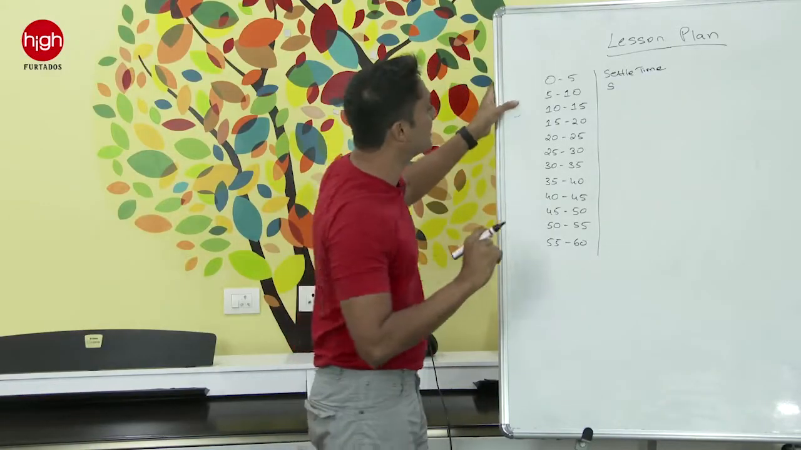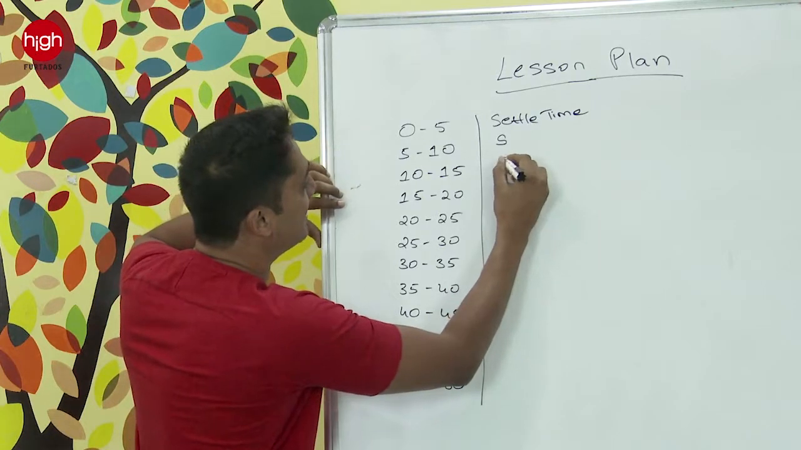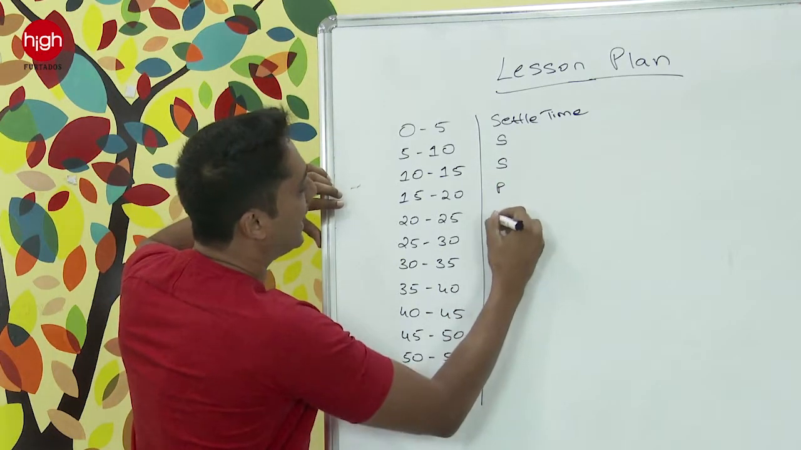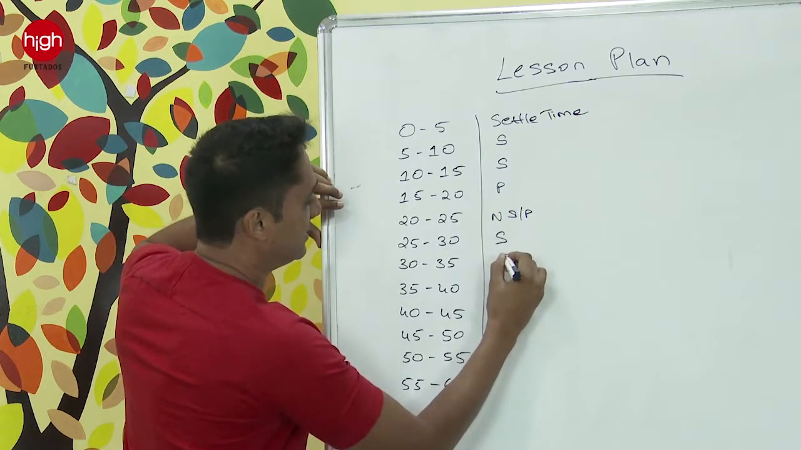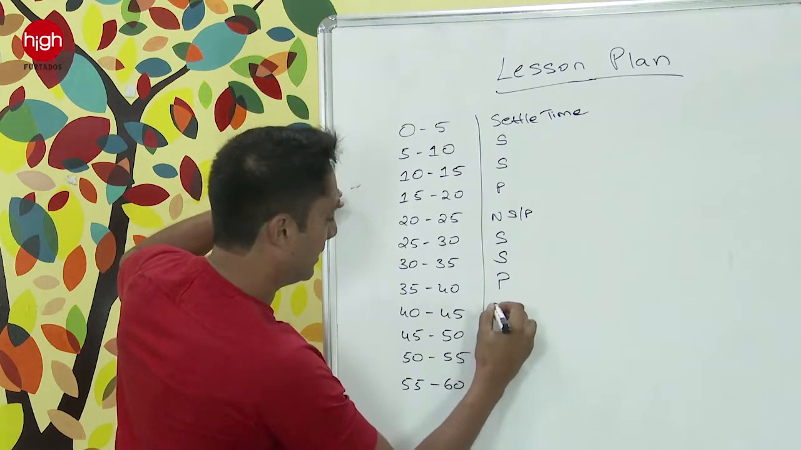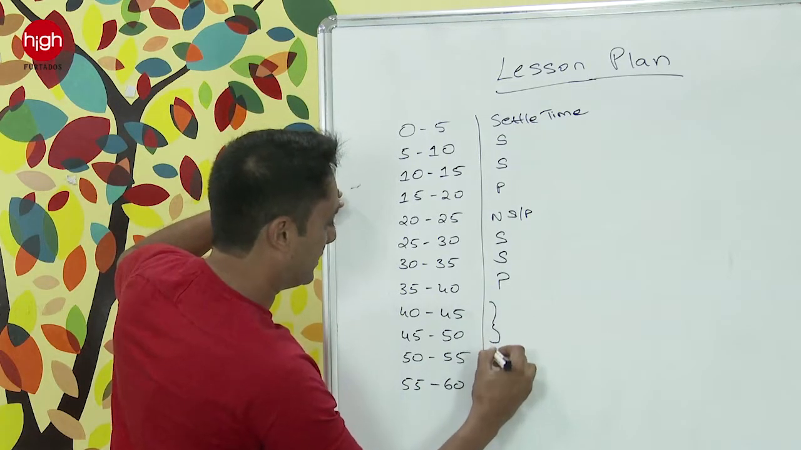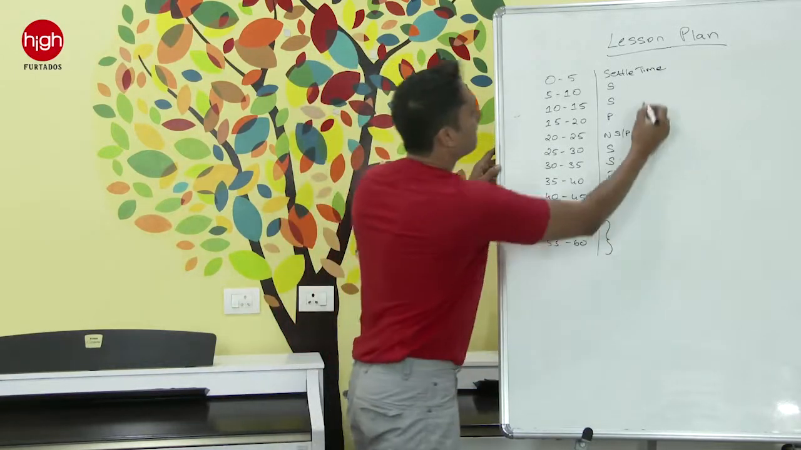Let me just break this down for you in a far more simpler manner. We'll break our 5 minutes into sing, sing, play, non-sing, play, sing, sing, play, and we'll leave these 5 minutes for a little later on, all right?